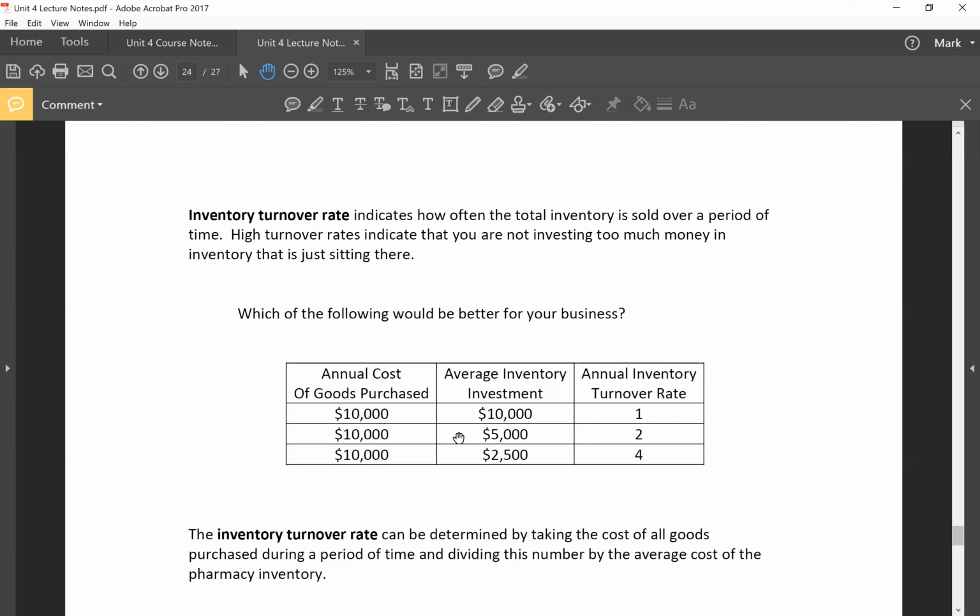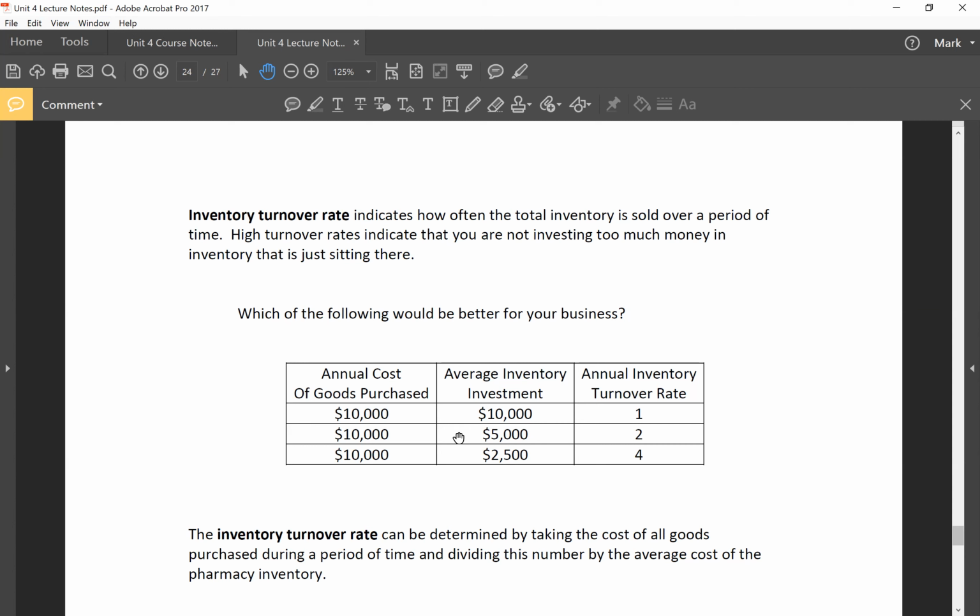And you look at your inventory and see how it's selling, and you want to make sure that your turnover rates match your investments. So the inventory turnover rate indicates how often the total inventory is sold. If your inventory is not selling, you need to re-look at your inventory and think about other things to sell. High turnover rates indicate that you are not investing too much money in inventory that's just sitting there. So a high turnover rate is good. Your product is moving, it's selling, it's going.